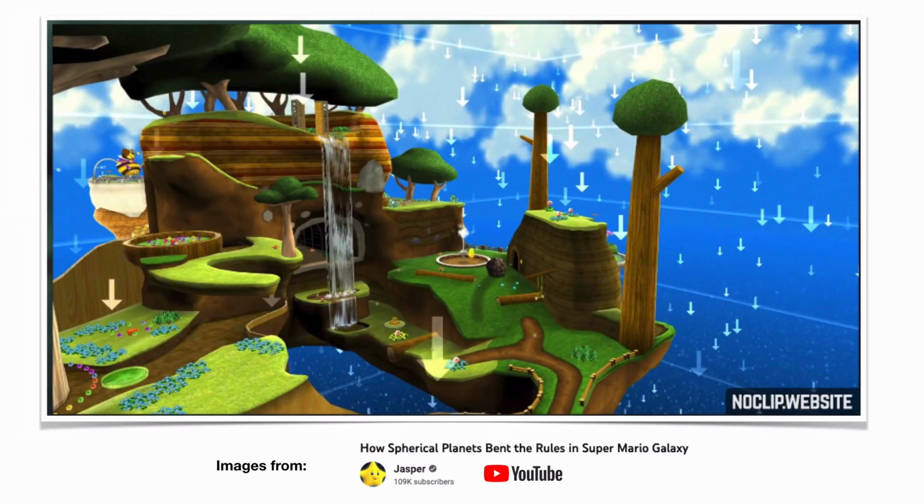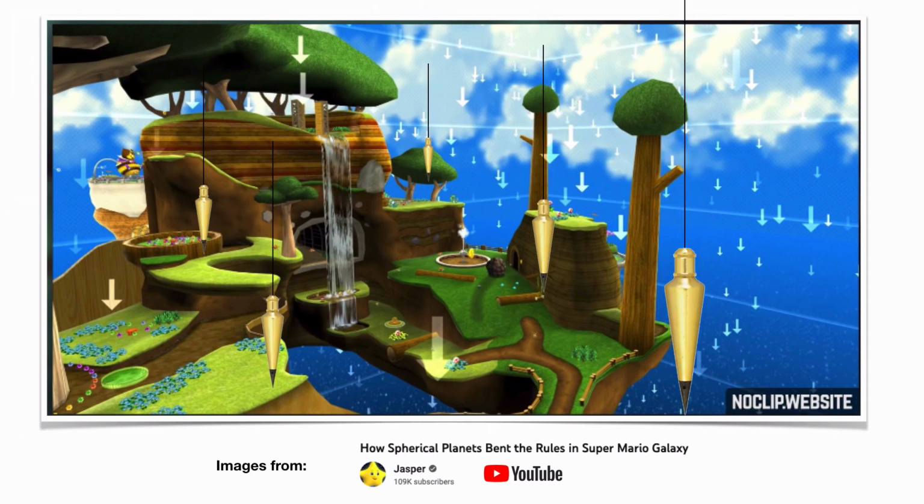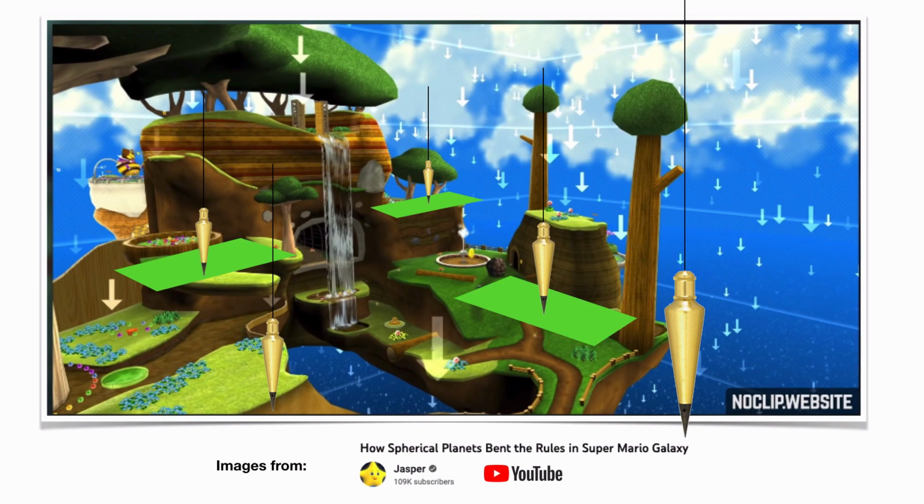Let's explore one level where there's a universal down. You can see that all verticals, such as the tall tree trunks, are parallel, and that the different horizontal flat grassy plains are parallel to one another. It matches our two definitions of vertical being plumb and horizontal being perpendicular to vertical.